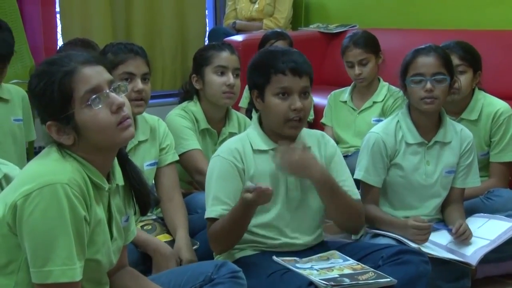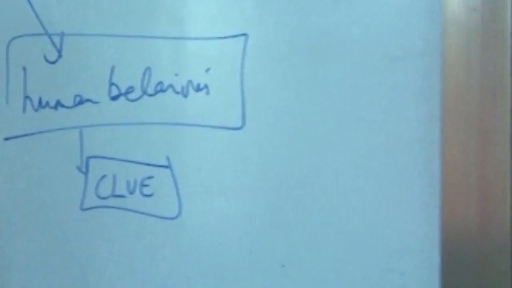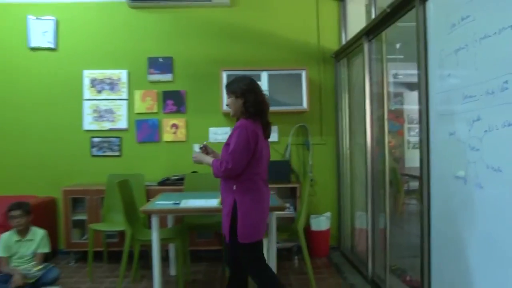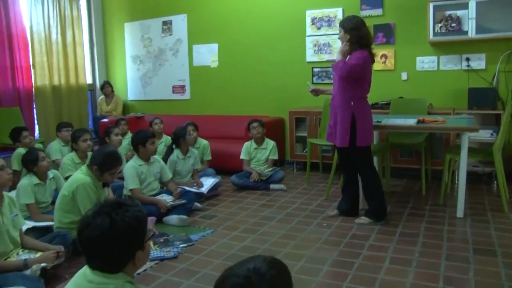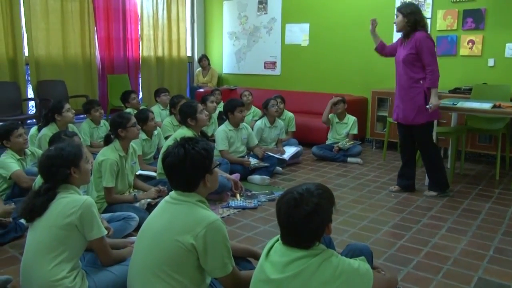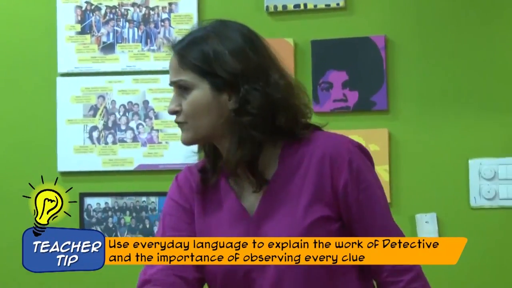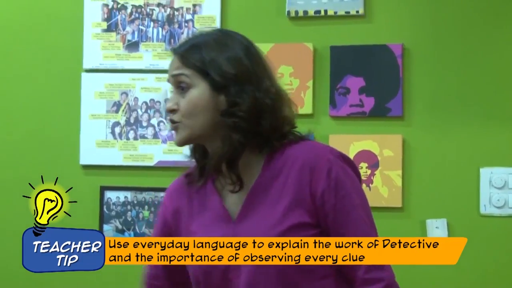And the behaviors. Every human behavior is a clue. Detectives believe that every clue is important, however small. Have you seen detective movies? Yes. A piece of hair they pick up. Sherlock Holmes, right? Even if it's a small button that has fallen under the sofa, they pick it up. No clue is too small. A detective doesn't leave any clue, because some clue will tell you some story.